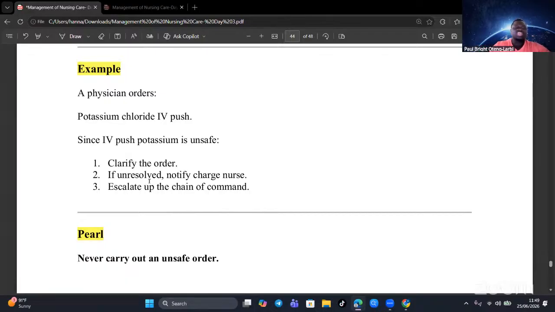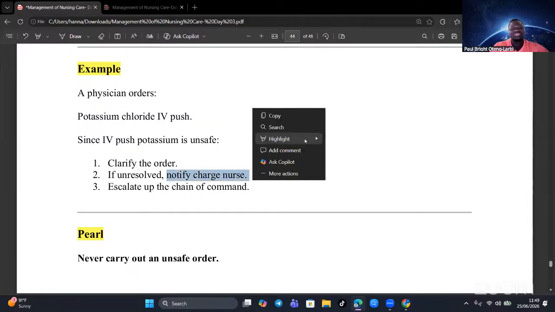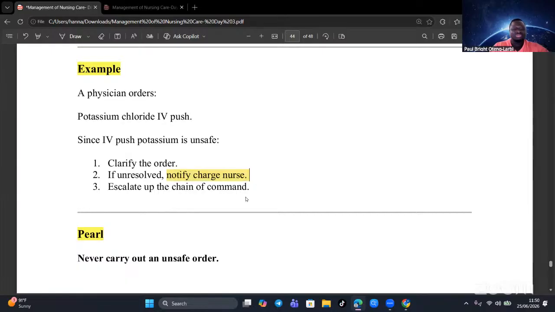So you clarify the order. If it says, oh, give it. I mean, potassium is too low, 1.8, 2.0. Give it, push. Or open the fluid, let it flow. Then you what? If unresolved, you notify the charge nurse that this is what is going on. It's beyond me. So come in. So you escalate the chain of command. That is how we do it.